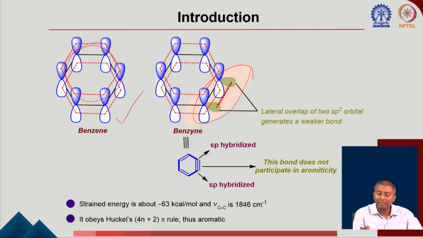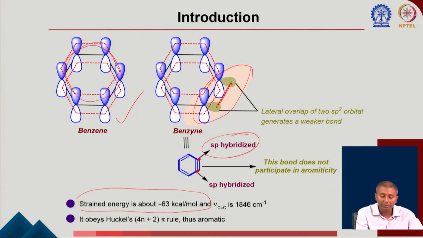But the thing is, this triple-bond-like character looks like a triple bond, but there are some differences from an alkyne. The carbons where this bond is formed are sp hybridized. Also you can see there is a strain energy of about 63 kilocalories. That is another important thing: you are literally putting an alkyne in a strained position. We are also going to learn that the frequency of this bond is 1846, which is lower compared to an alkyne.